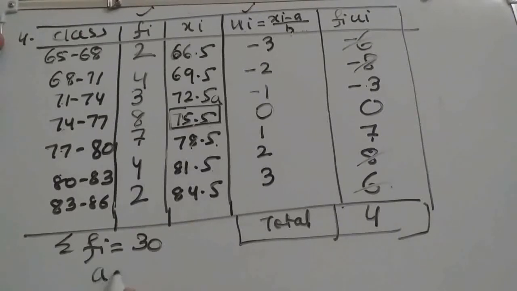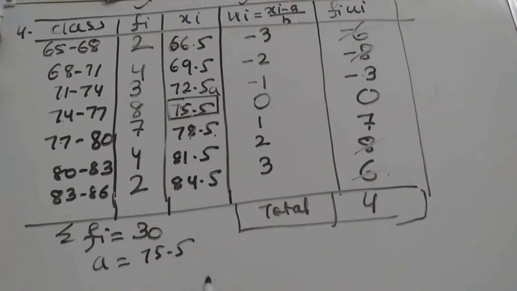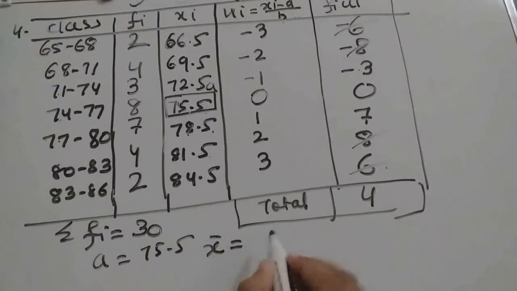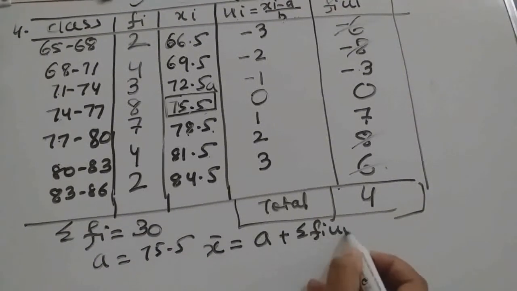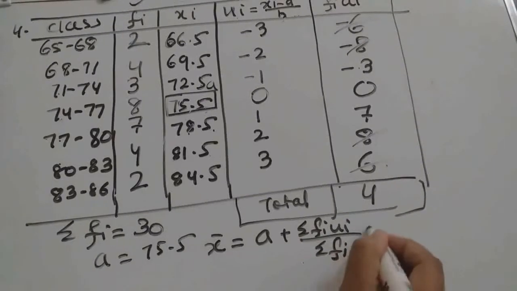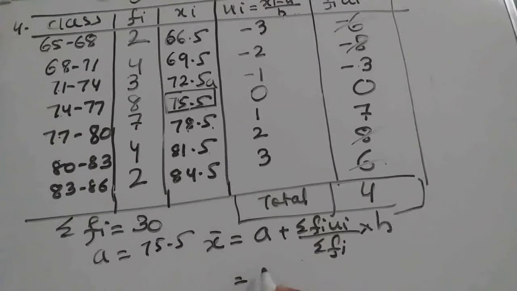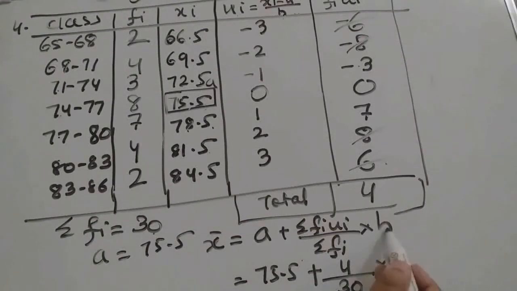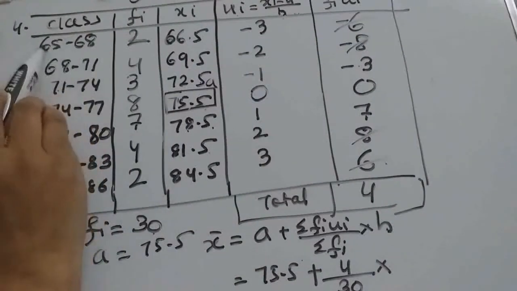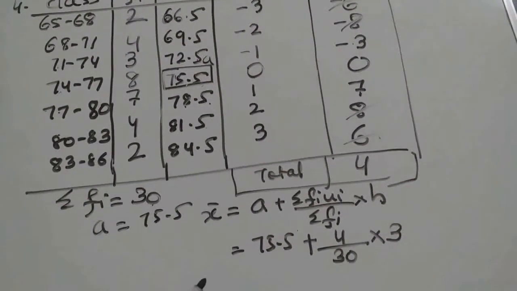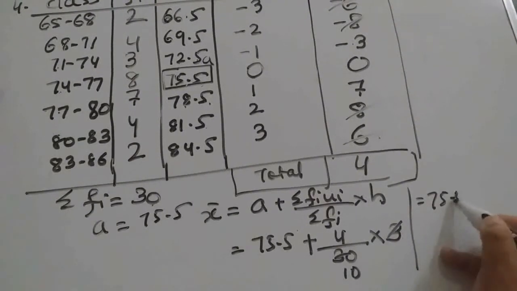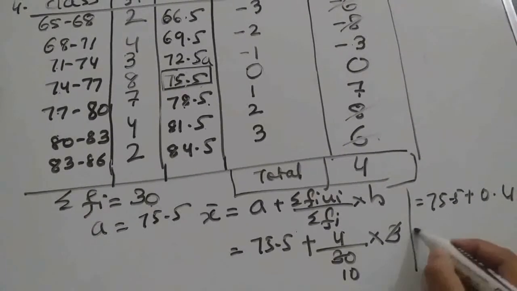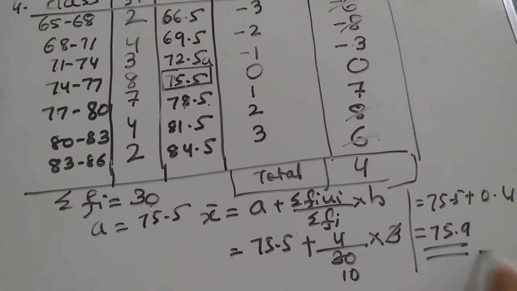Sigma Fi is 30 only and A we have supposed as 75.5. So we will write the step deviation formula. According to that, A plus sigma FiUi divided by sigma Fi into H will come. So A is 75.5. Sigma FiUi is 4 divided by sigma Fi, which is 30, into H. H is class size, 68 minus 65, 3. So what we can write here, this 3 will go, 4 by 10 means 0.4. So the answer will be 75.9. So this is your mean.